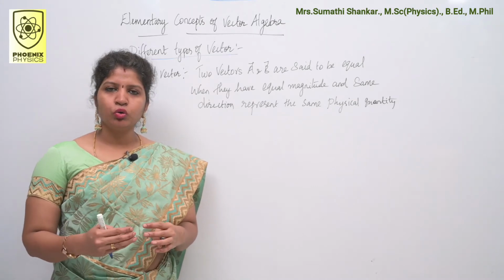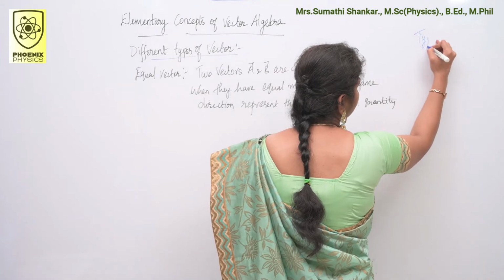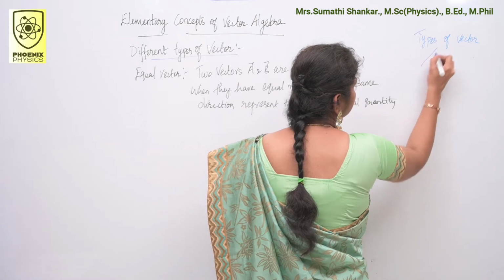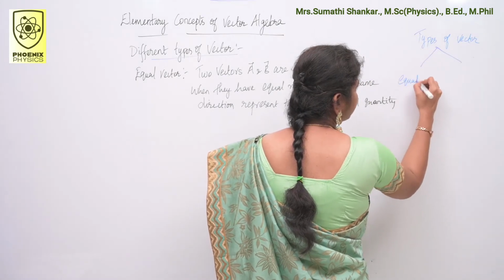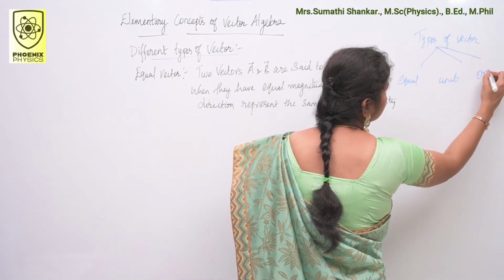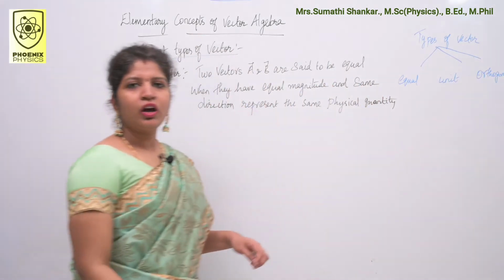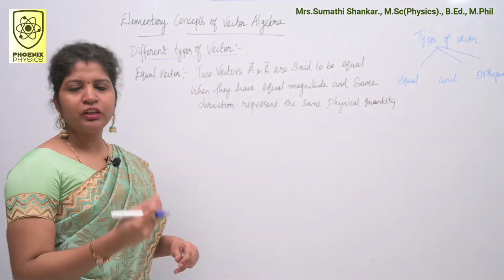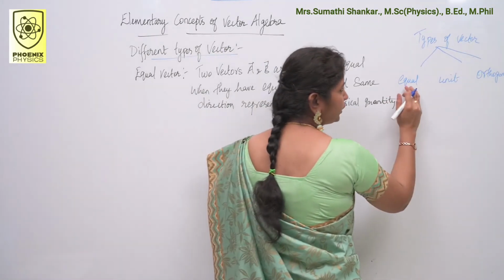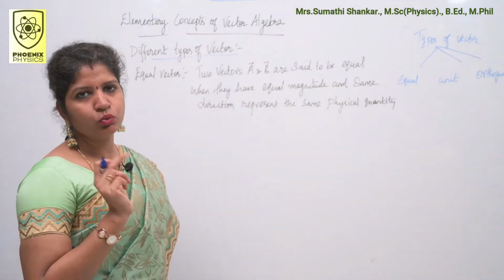Next one is different types of vectors. Just now we discussed what a vector is. There are three important types of vectors: one is equal vector, another one is unit vector, another one is orthogonal vector. Other than these three, we have some other types also, but in your book they have given only three types: equal vector, unit vector and orthogonal vector. Let us discuss one by one.